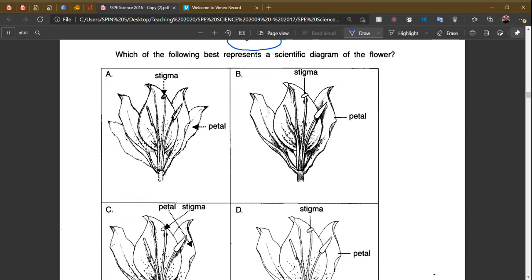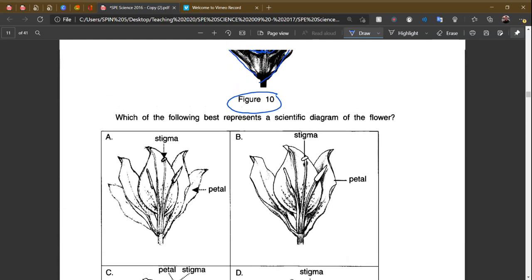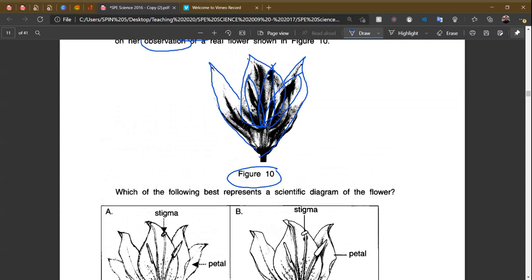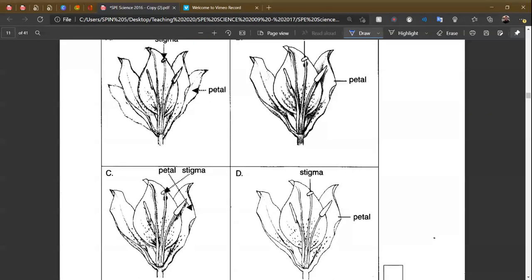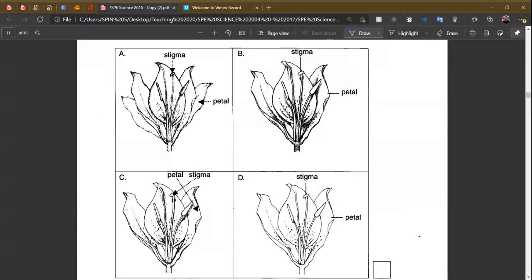First and foremost, when we want to see a scientific drawing, we don't actually look for a realistic drawing. We want a clear drawing so that we can see the different parts of what you observe. And from what I can see, I immediately know the answer. First of all, have a look at A and C. We don't label using arrows, nor do we label using this dotted line, so these two are totally out.